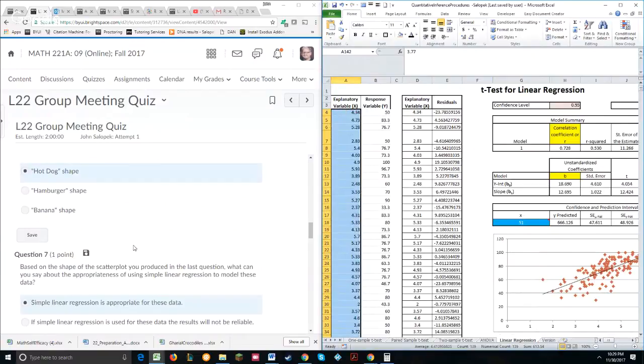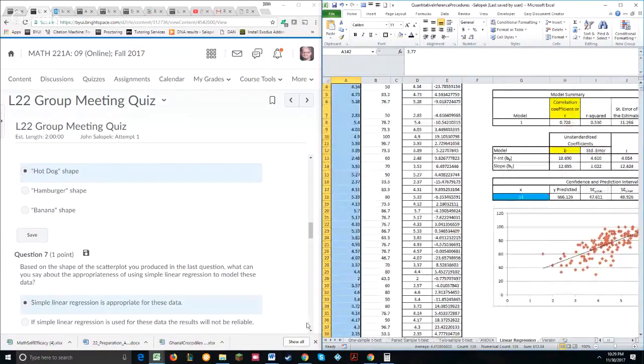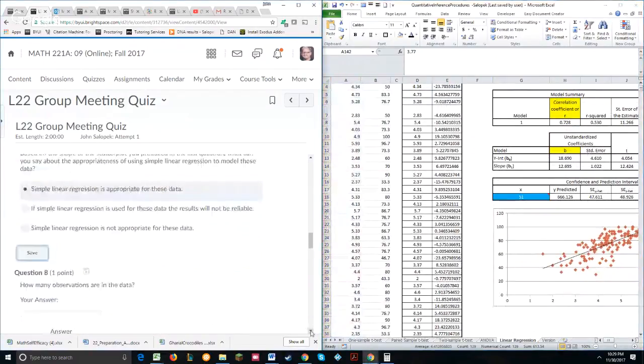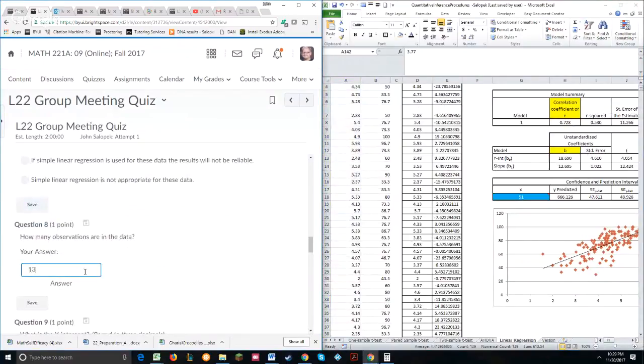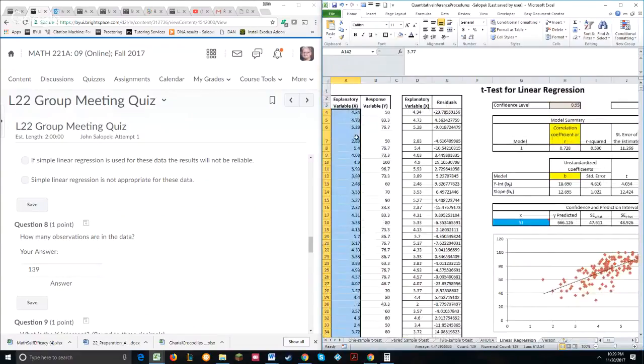139. Is that what you got? Now the question is, are we calculating in just one column or both columns? That's a good point. I'm going to go with 139, and then if I'm wrong, we'll double it.